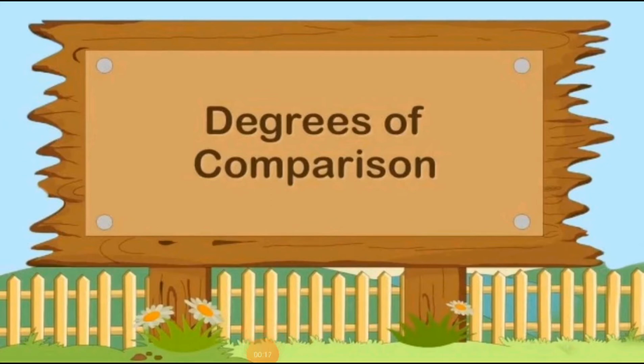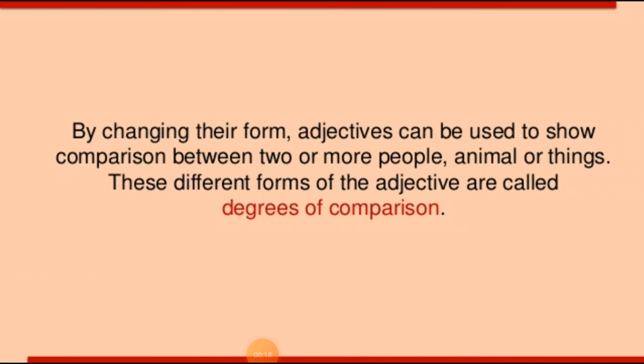Degrees of comparison. By changing their forms, adjectives can be used to show comparison between two or more people, animals or things. These different forms of the adjective are called degrees of comparison. In degrees of comparison, the adjectives are used and the comparison is made between two or more people, animals or anything.